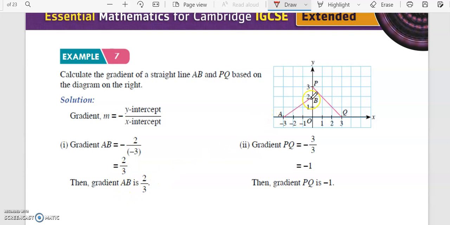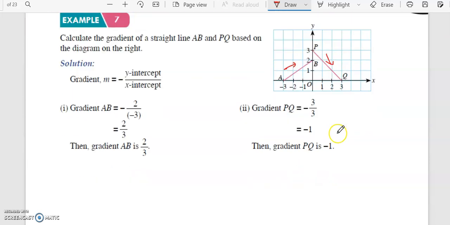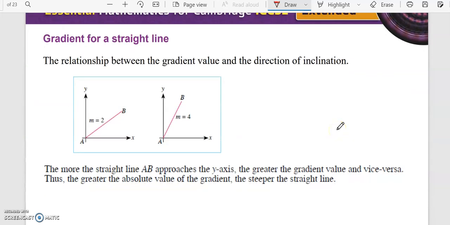As you can see, for AB the direction is going up, so this is a positive gradient. And for PQ, the direction is going down, so this is a negative gradient. Okay, gradient for straight line. So next we go to the relationship between the gradient value and the direction of inclination. The more the straight line AB approaches the y-axis, the greater the gradient value, and vice versa.